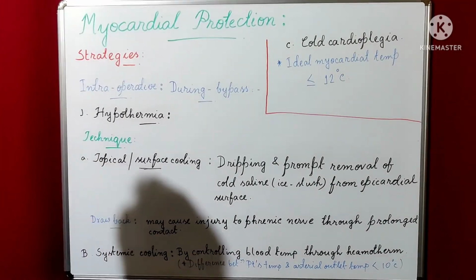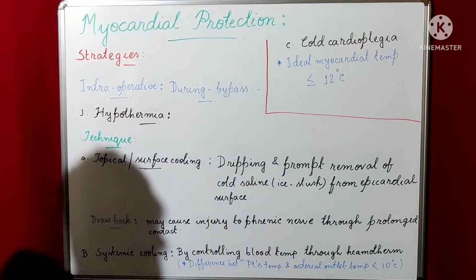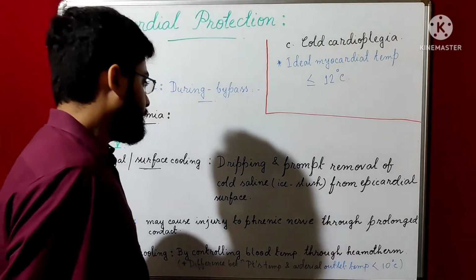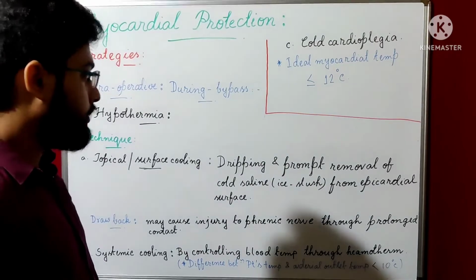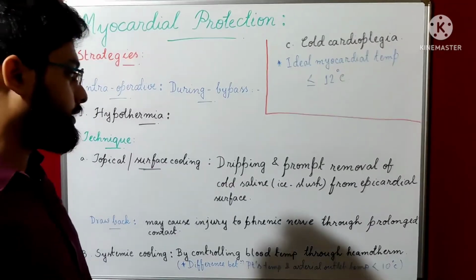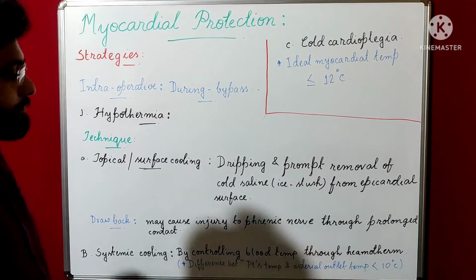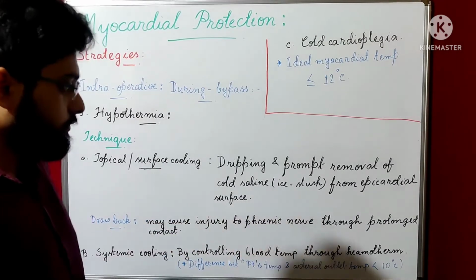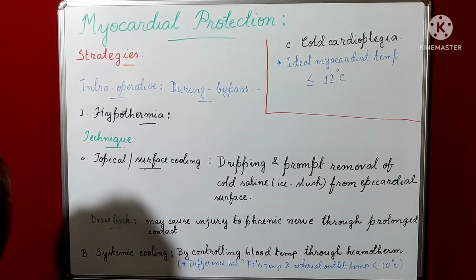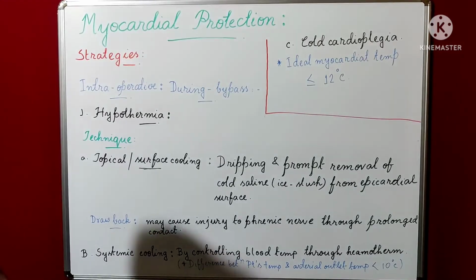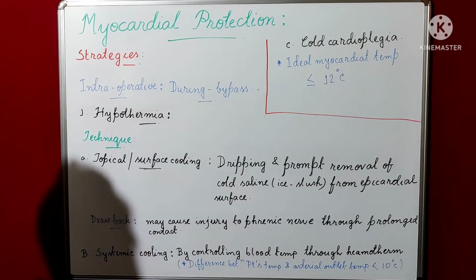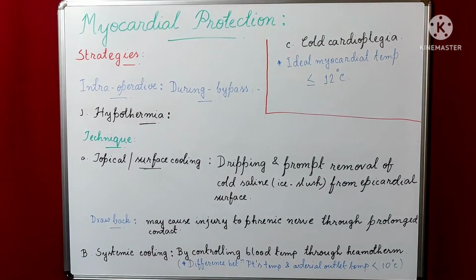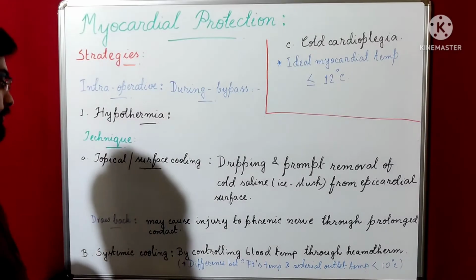The techniques are, first, topical cooling or surface cooling. It is done by dripping and prompt removal of cold saline, or what we call ice slush, from the epicardial surface, and that will reduce the myocardial temperature and reduce the myocardial oxygen demand. The drawback of this technique is that the ice slush may cause injury to the phrenic nerve through prolonged exposure.